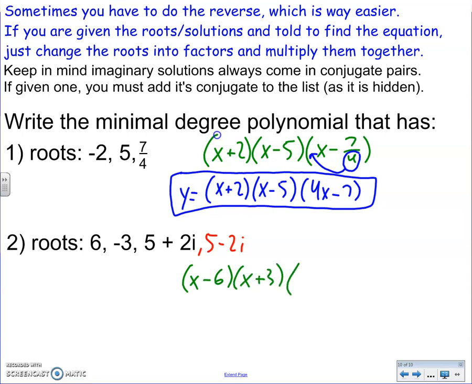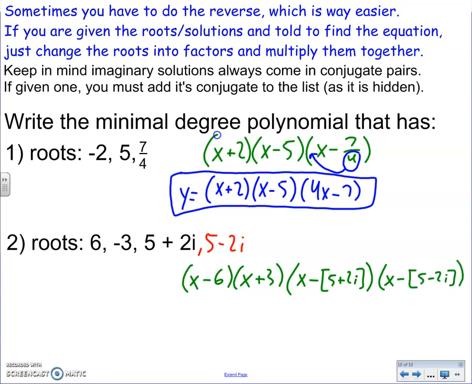Now be careful here. You have to do x minus, because that's a positive. So it's always subtracting the thing. So when you subtract 6, it's minus 6 right here. But when you subtract -3, it makes it plus 3. So that's what that means. So I have to minus this thing. I need to put parentheses around this. This will be 5 plus 2i. And then the other one will be x minus this thing, 5 minus 2i.